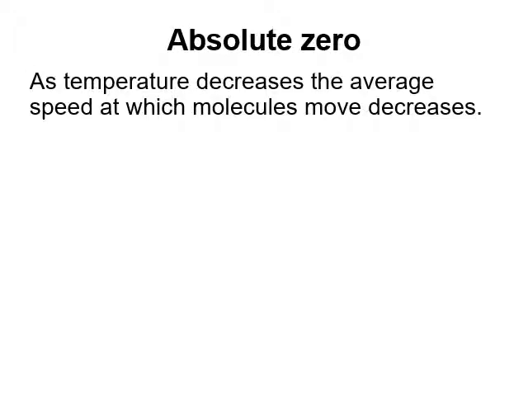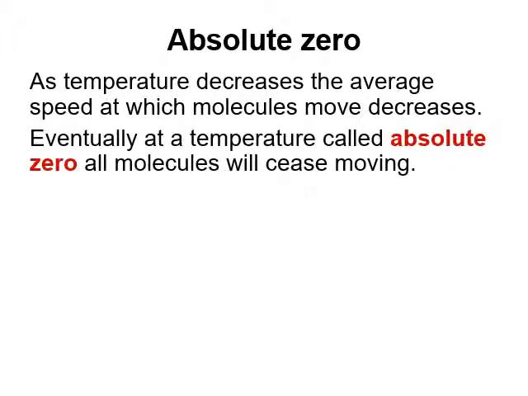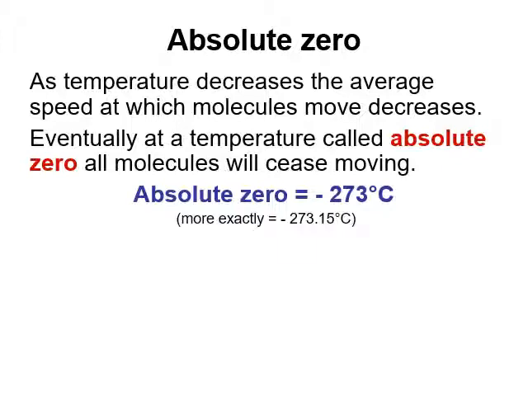The next subject or area we're going to look at is absolute zero. Okay, so as temperature decreases, the average speed at which molecules move also decreases. Eventually you get to a temperature where all molecules stop moving, and that temperature is called absolute zero. So absolute zero has a temperature of minus 273 degrees Celsius. Okay, well, exactly 273.15, but who's counting?